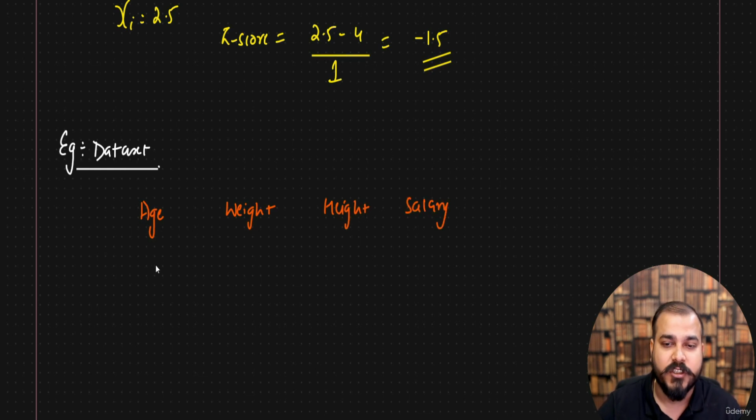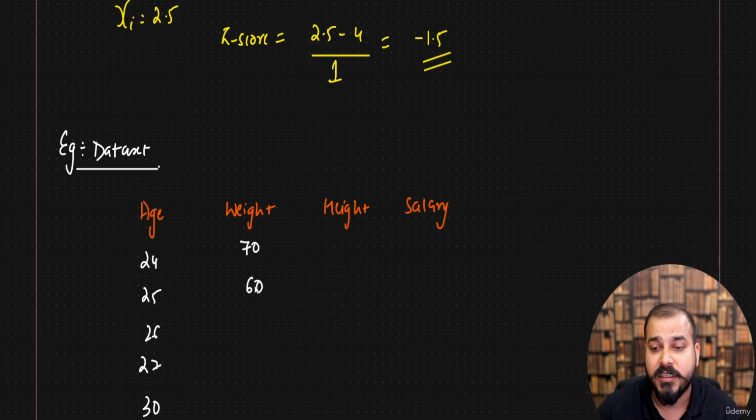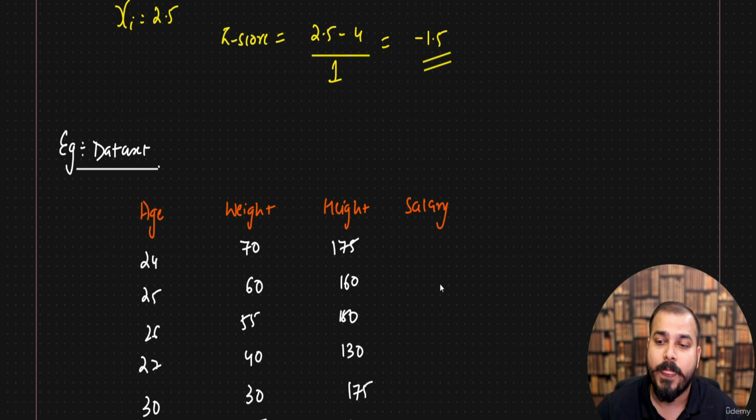Now, when I have all these features, let's say my age, I'm having some values like 24, 25, 26, 27, 30, 31. Okay. Let's say weight, I have like 70, 60, 55, 40, 30, 25, right? And height, I have like 175, 160 centimeters, 150, 130, 175, 180. Okay. And then salary, let's say I have 40K, 50K, 60K, 30K, or 20K, and let's say 70K.